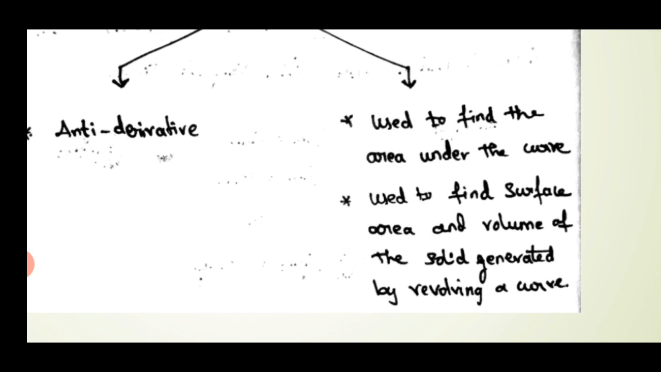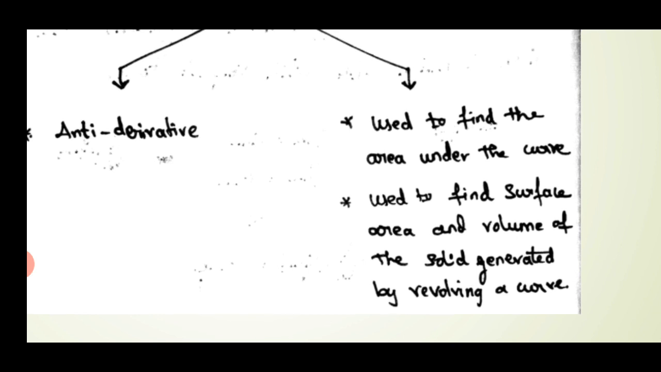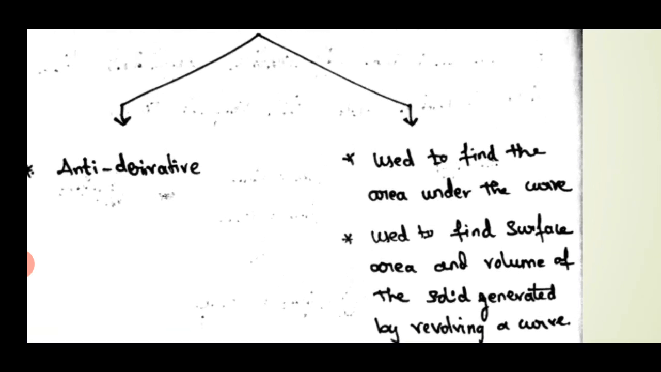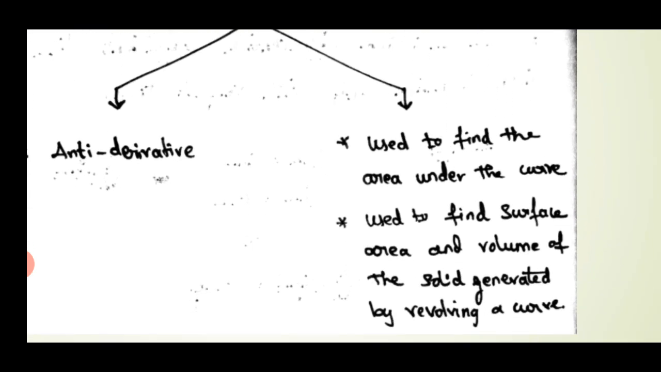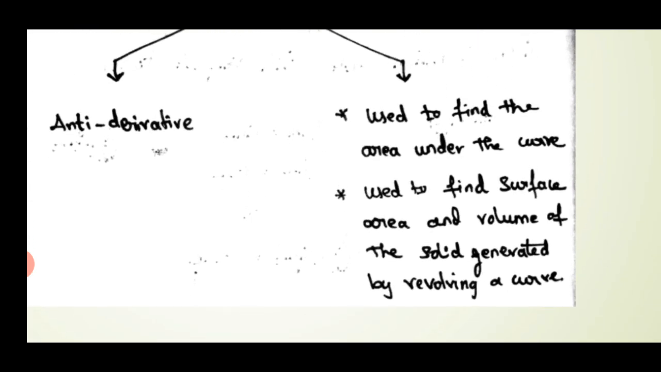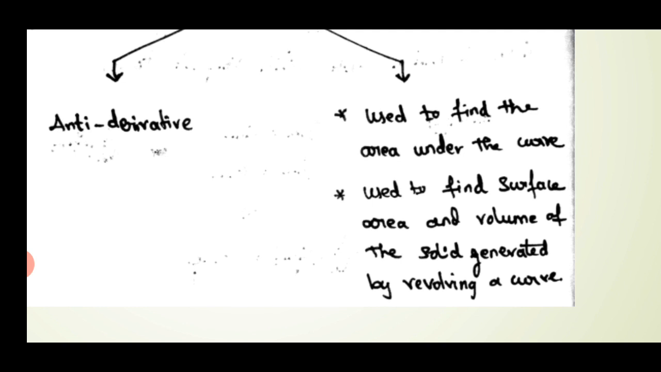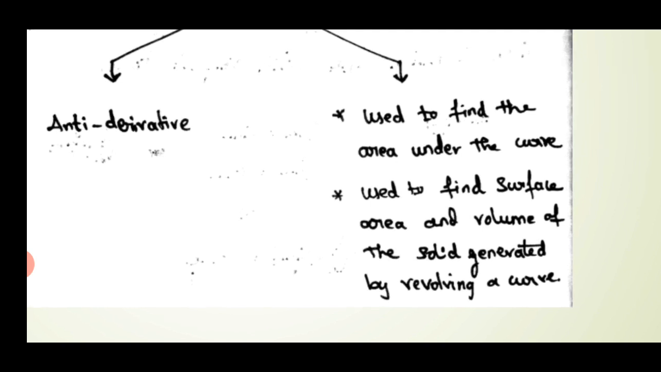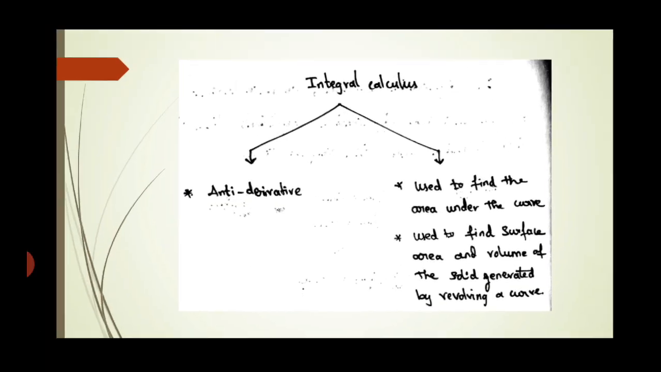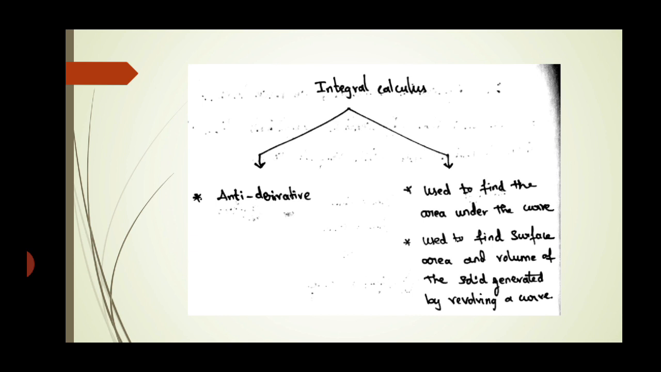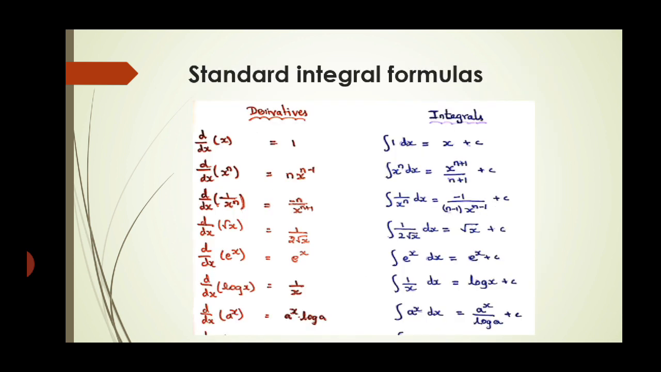We also have some improper solids. To find the volume of the solid and also the surface area of the solid, we can use the concept of integration. So it is used to find the surface area and volume of the solid generated by revolving a curve. Actually, this last topic we do not have, but generally we must know what the uses of integral calculus are. Now we are going to learn the standard integral formulas.